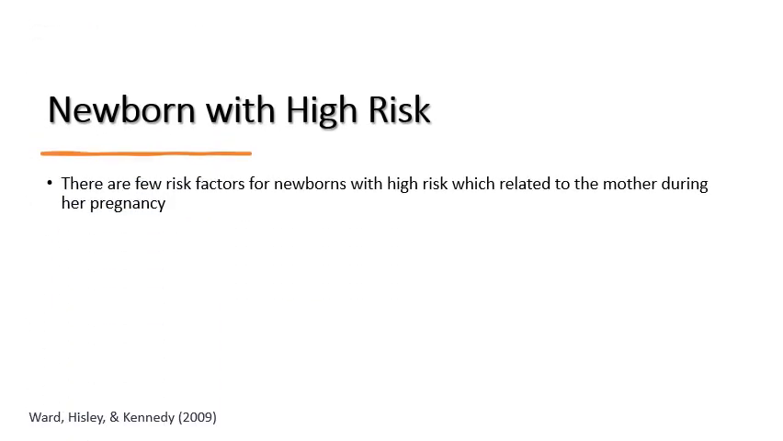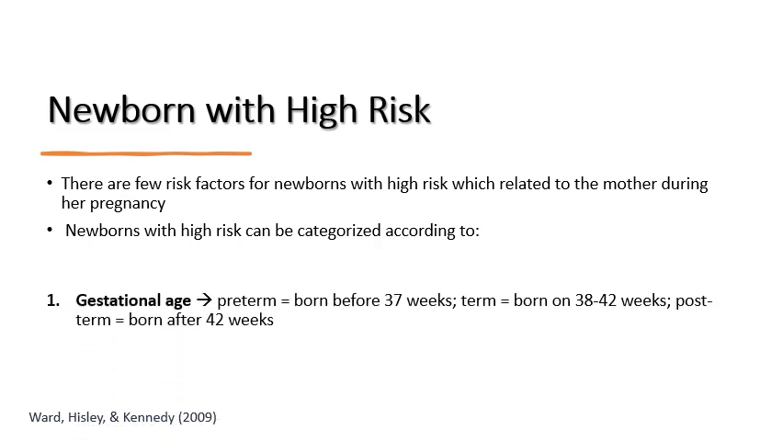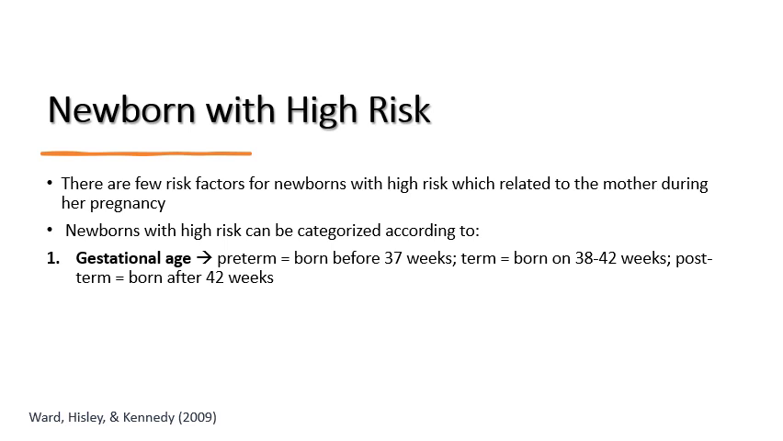For the baby with high risk, there are a few risk factors that are also contributed by the mother during her pregnancy. So it really needs to be ensured that during pregnancy the mother is healthy, so that the baby will also be healthy. A newborn with high risk can be categorized into two. Newborn high risk because of gestational age is divided into three: preterm, when the baby is born before 37 weeks; term, born 38 to 42 weeks; and postterm, born after 42 weeks.